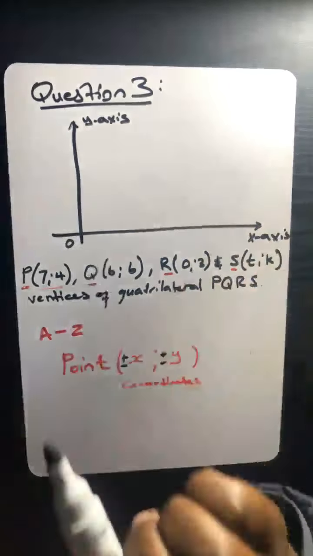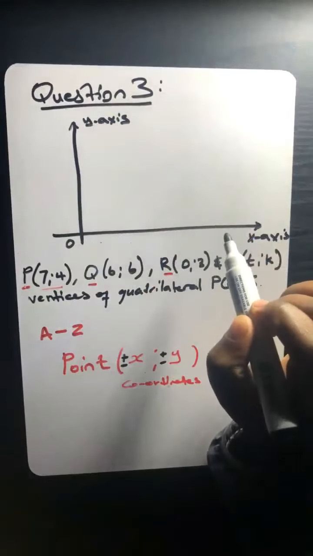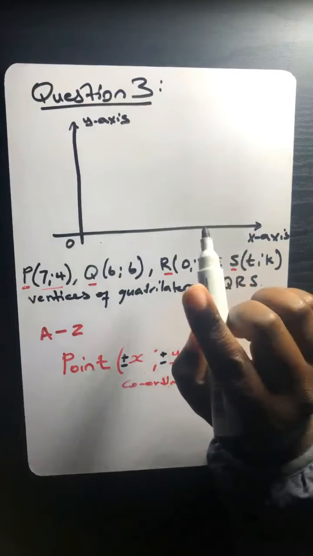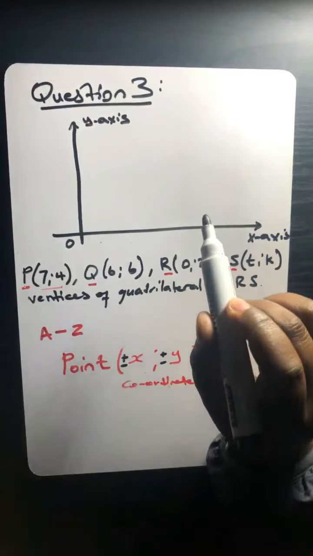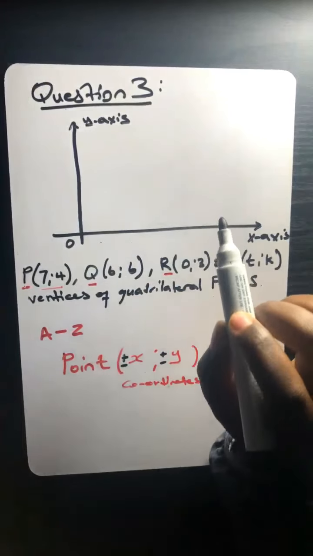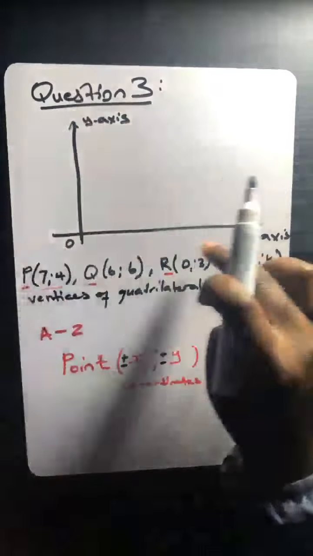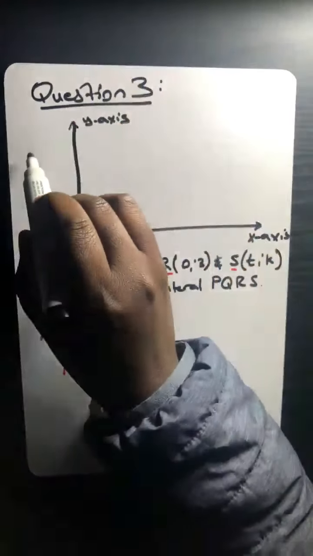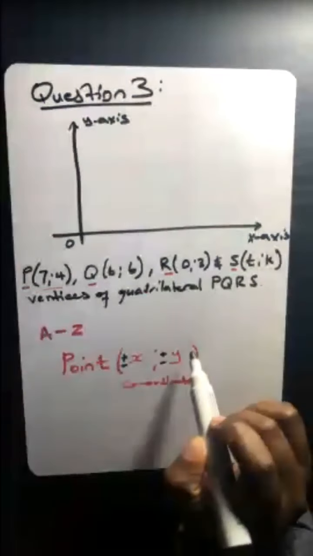So you need to be aware that on your Cartesian plane, where is your first quadrant? At all times, when you're given a diagram, ask yourself this question: where is my first quadrant? In that way, you are able to know that, okay, this is my first quadrant, this is my second, this is my third, this is my fourth. Therefore, everything is based in the first quadrant.